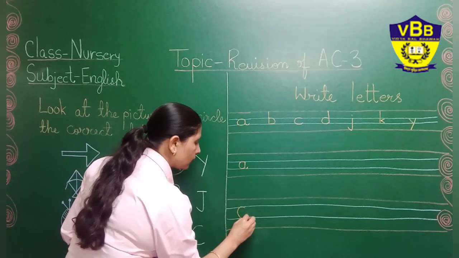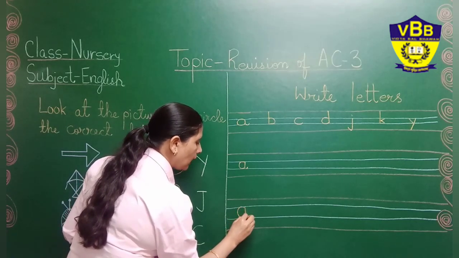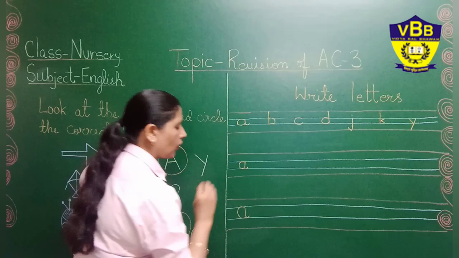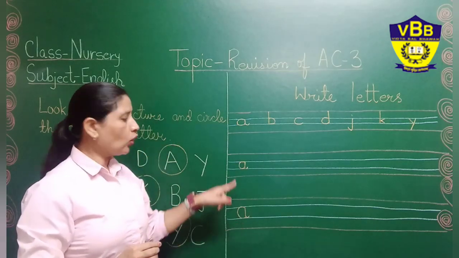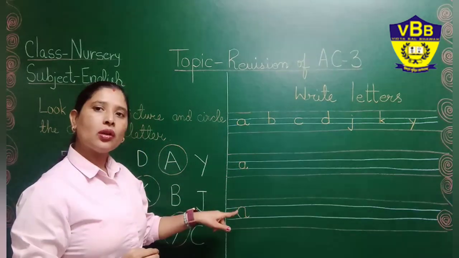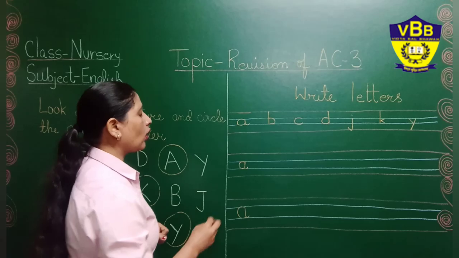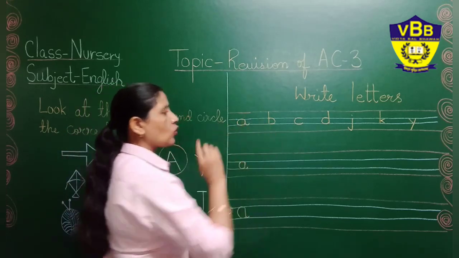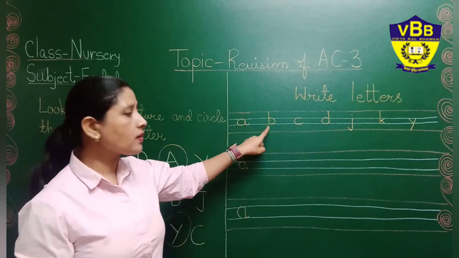One curve, one small standing and one small curve. So this is how you have to write small a. Now come to the next letter. So first tell me which letter is this?